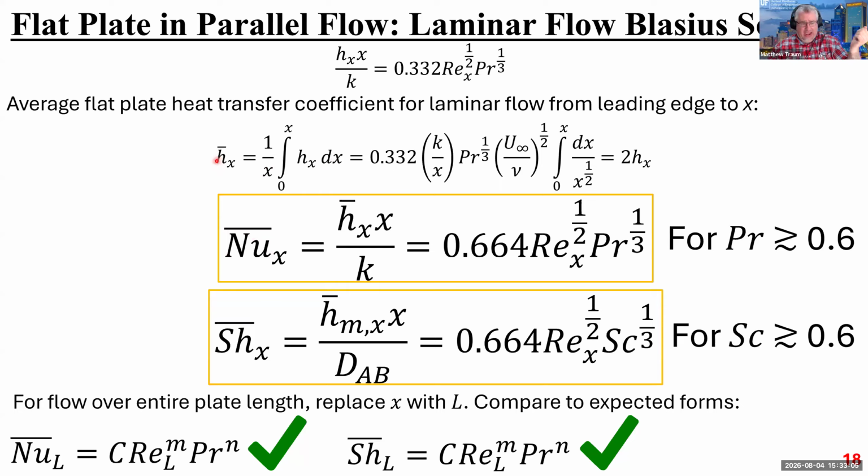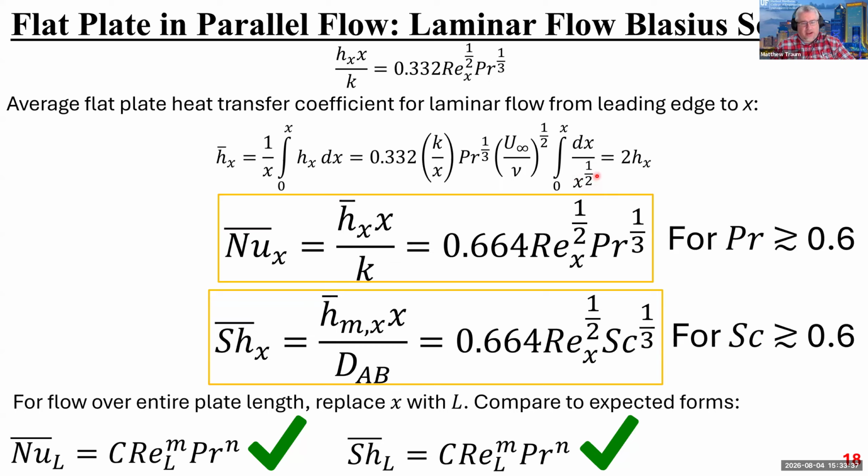So I say h bar sub x, right? You should recognize this as the average convection coefficient, is equal to 1 over x, right? So I'm taking the average of the integral from 0 to x of h sub x dx. I know h sub x, right? Because that's my correlation, right? So here I am plugging it in, right? There's the correlation. And what's left is dx and x to the 1/2.